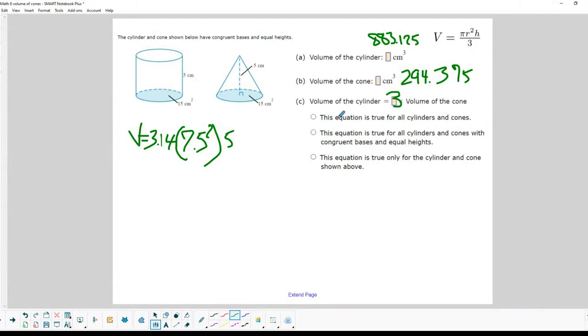So what do you think? Is this equation true for all cylinders and cones, or for all cylinders and cones with congruent bases or equal heights, or is this equation true only for cylinders and cones shown above? Well, it turns out, as we discussed in our earlier lessons, that this is true for all cylinders and cones that have the same size base and the same height. That's the key. And if you notice in there, these pictures show same base and the same height.